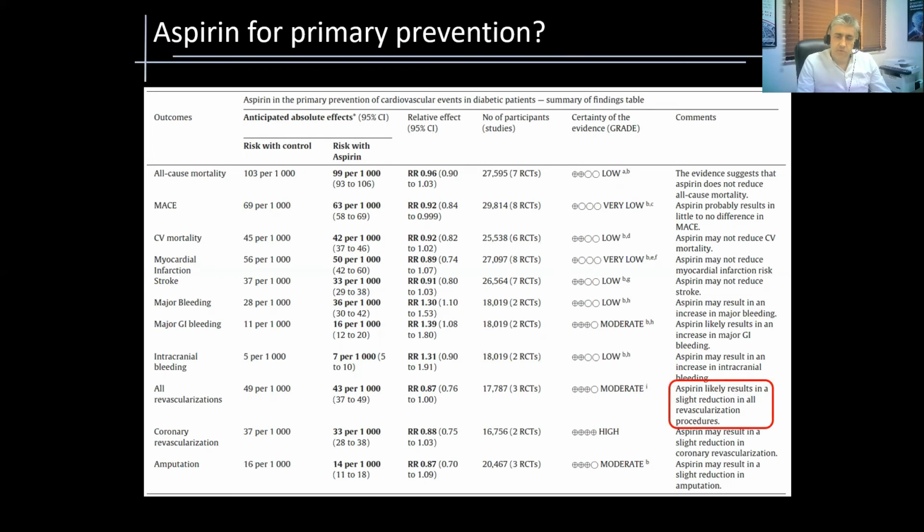Now, there are some small beneficial effects, particularly aspirin likely results in a slight reduction in all revascularization procedures, may result in a slight reduction in coronary revascularization, and may result in a slight reduction in amputation. So you see there are some small beneficial effects, but these are not in so-called hard outcomes. Mainly they are related to procedures like revascularization, coronary revascularization, and amputation.